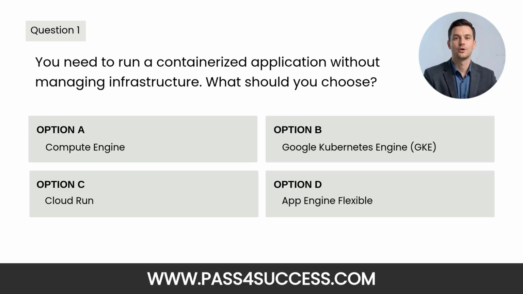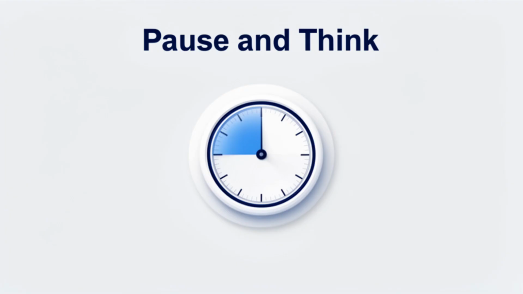Now, let's get into choosing the right architecture for real-world scenarios. Let's dive in. Question 1. You need to run a containerized application without managing infrastructure. What should you choose? A. Compute Engine. B. Google Kubernetes Engine. C. Cloud Run. D. App Engine Flexible. Pause the video and try to answer.